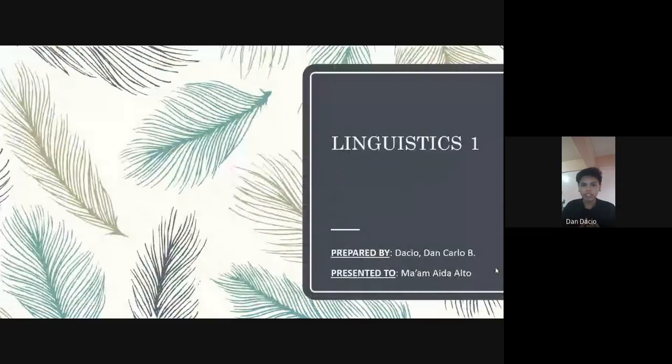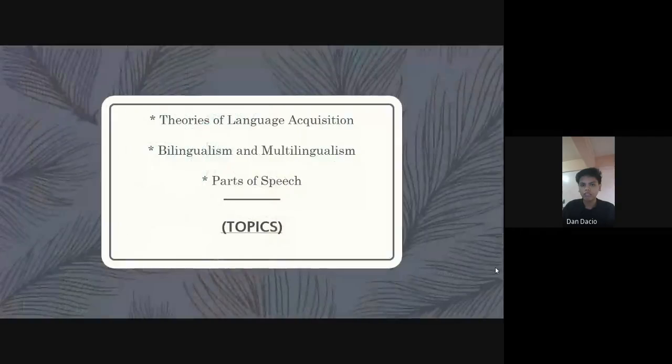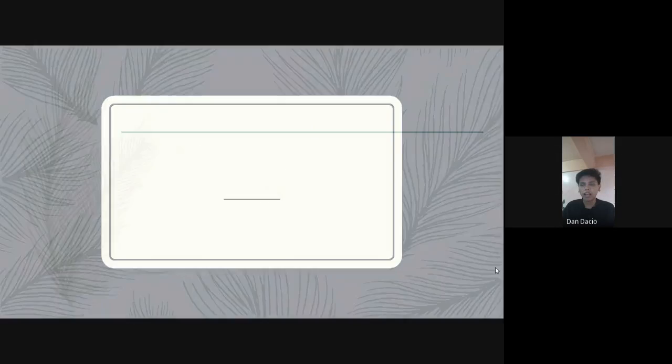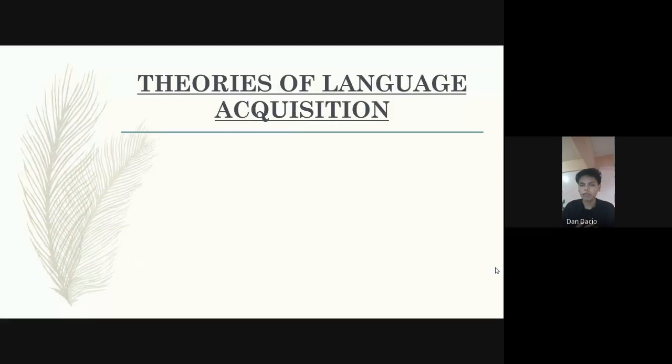Today I will be discussing the following topics about principles and theories of language acquisition. These are the topics that I will be discussing today. First is theories of language acquisition. Second is bilingualism and multilingualism. Third is parts of speech. Let's discuss first the theories of language acquisition.